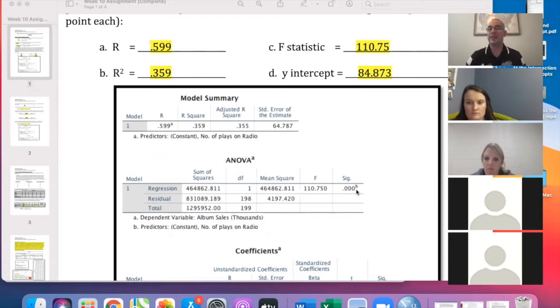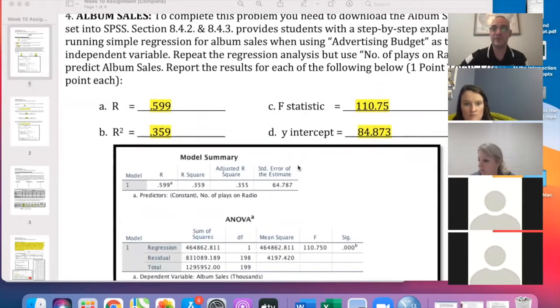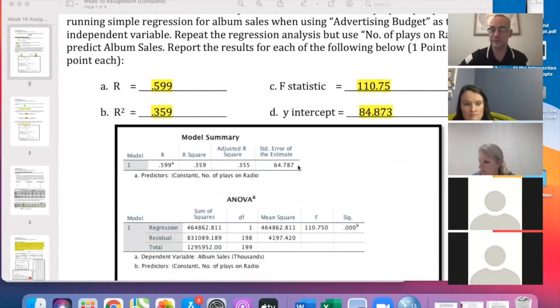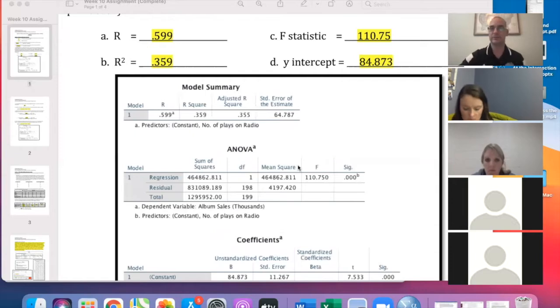Okay, but the point there is, 0.0001, is that smaller than 0.05? What's the answer? Yes, it is smaller. Therefore, we reject the null hypothesis. This regression model is predictive of album sales, is what that's saying. It's statistically significant. We have a really high F value and a really small P value.